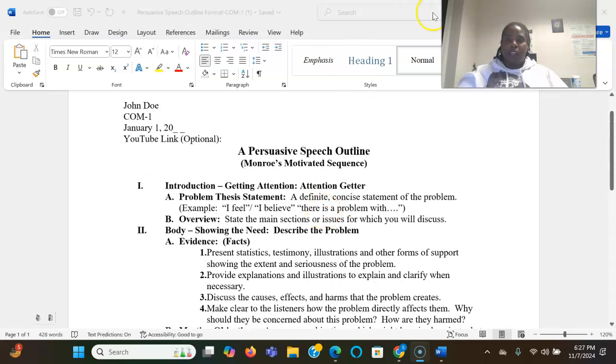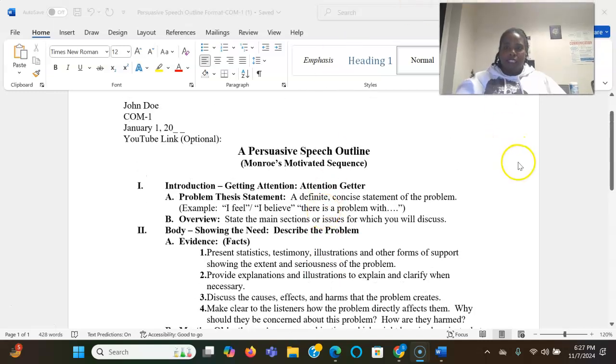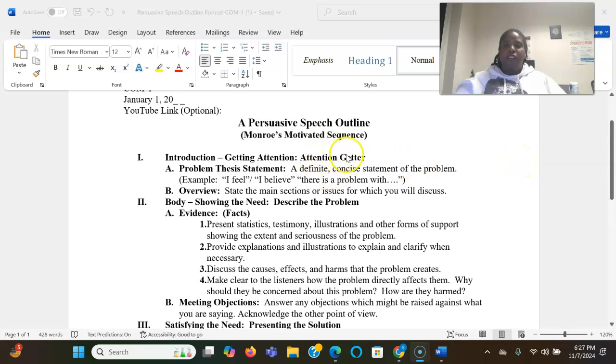So let's review the outline just so we can get that squared away. So you have your attention getter and problem thesis statement. Don't be scared by problem thesis statement. It's just pretty much you providing a statement of what the problem is. Remember, thesis statements are statements, so you don't put them in a question. So just make sure to sum up your main ideas or sum up the problem that you're addressing in one sentence. And you can have a brief overview of the entire speech, similar to what we've done before, but just a brief overview.